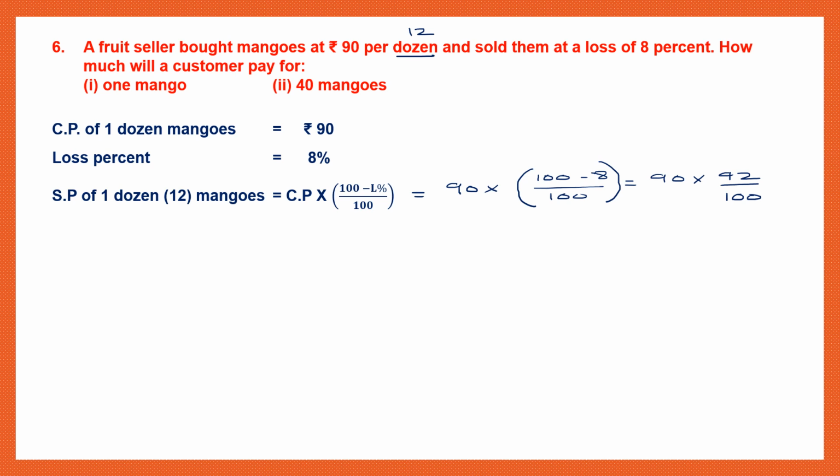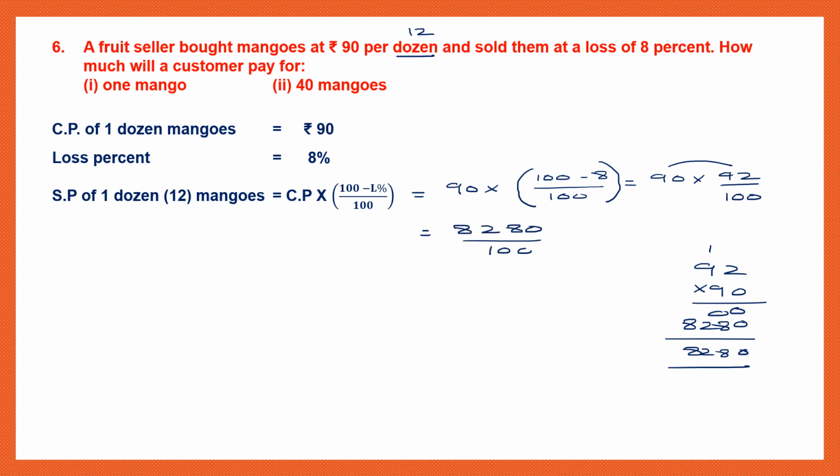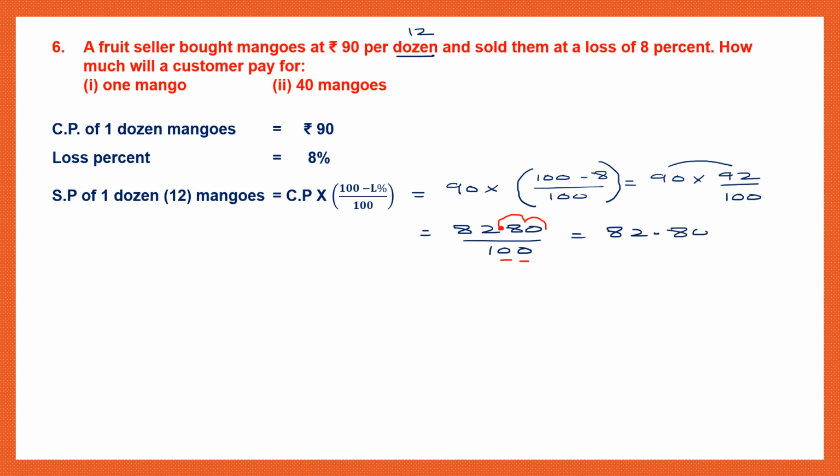So here what we'll do is we'll first multiply these two. 92 into 90. So here we have zeros. 9 twos are 18, carry 1. 9 nines are 81, plus 1 is 82. So here we have 8,280 divided by 100. Now division by 100 is always easy. There are two zeros, so my point will move two places to the left. So what do I have here? 82.80. That means 82 rupees and 80 paisa. So this is the selling price of 12 mangoes.